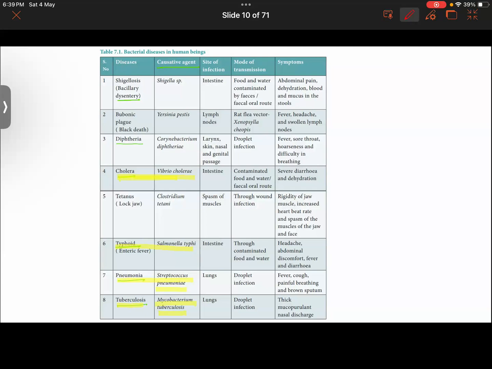Have you guys heard of the bubonic plague? Bubonic plague, also called the Black Death. Anyone heard of this? No, sir. It was a disease called bubonic plague. Nowadays it is not common, but bubonic plague was very common. It resulted in the death of almost 50 million people in Europe. This was a plague that was widespread in European countries in the 14th century.